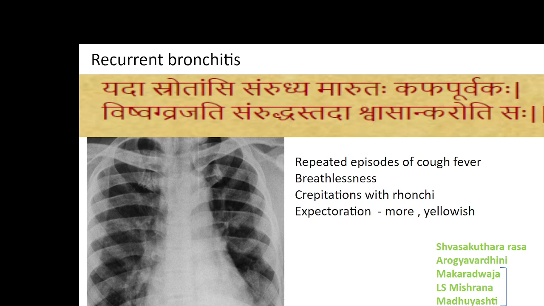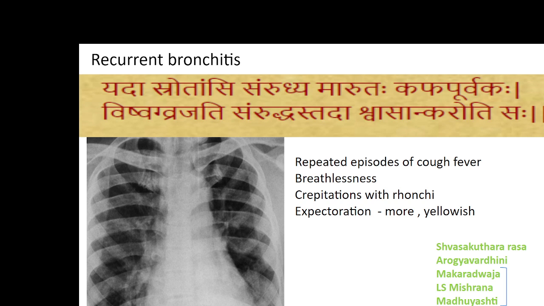Then one more of the complications which we see quite frequently would be recurrent bronchitis, when the patient has repeated episodes of the same, and that is the shwasa, different varieties of the shwasa. Yada srotanti samruddhya malata kapapurvakah vishwagrajati samruddha tada shwasan karoti. In that condition, the typical history would be repeated episodes of cough and fever, breathlessness, which can be one episode cured and another episode again within a short duration.